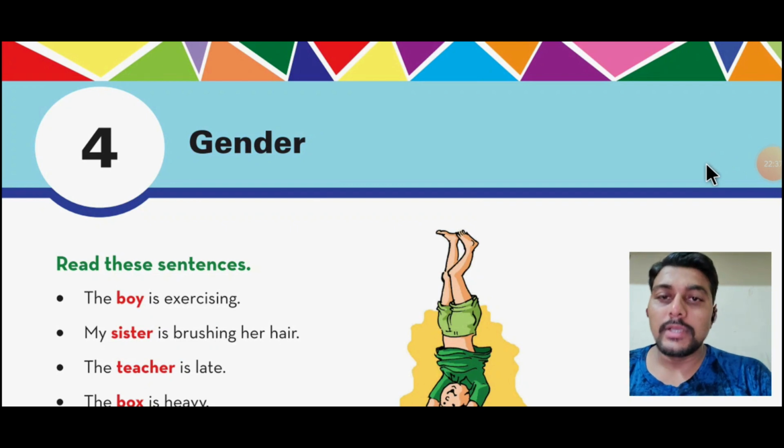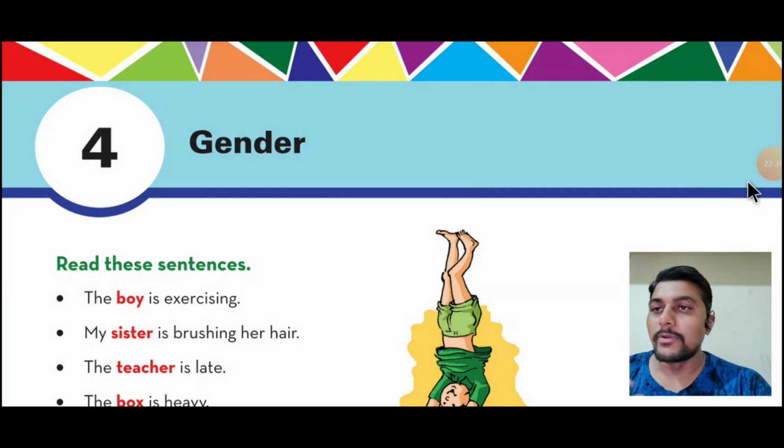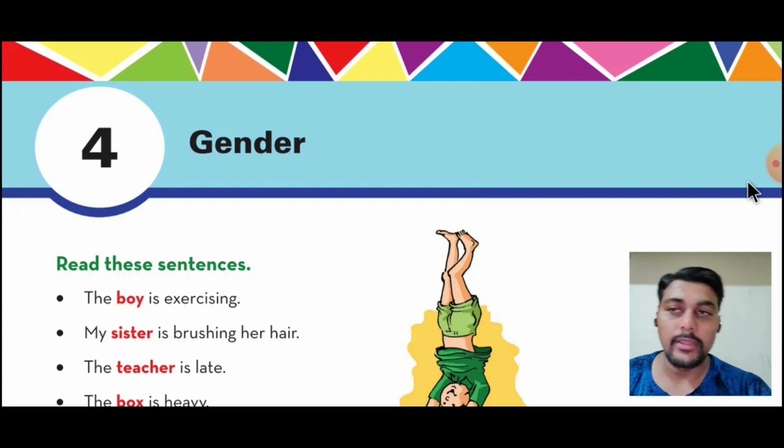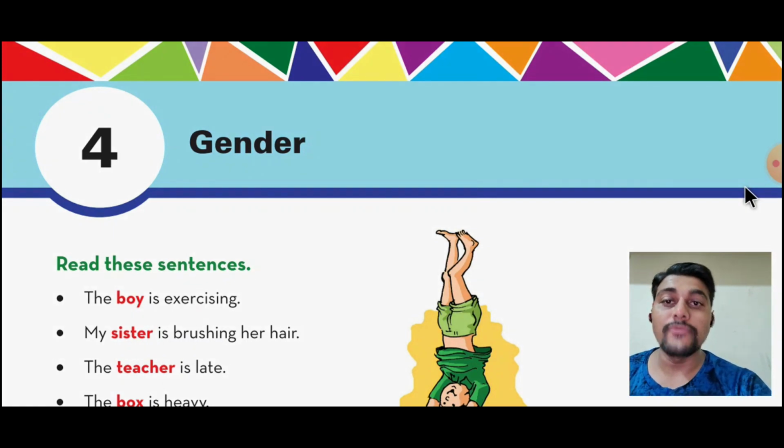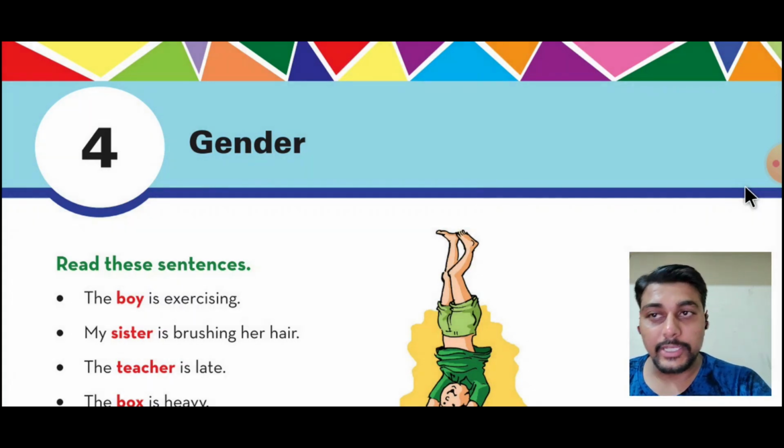So students, let's start chapter number 4, textbook explanation. We have completed already all the 4 kinds of gender, and then some rules to change the masculine nouns into the feminine nouns. Now let's start the explanation of our textbook with the title chapter number 4, gender.